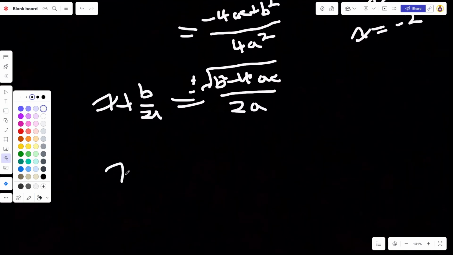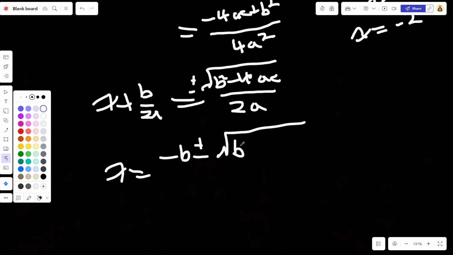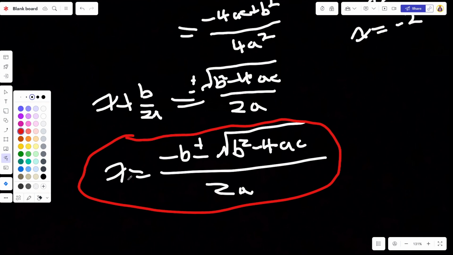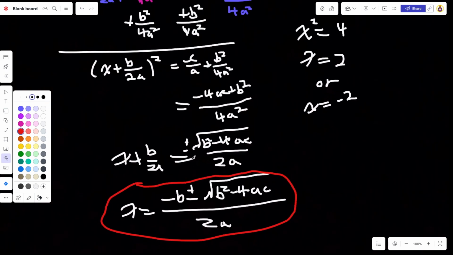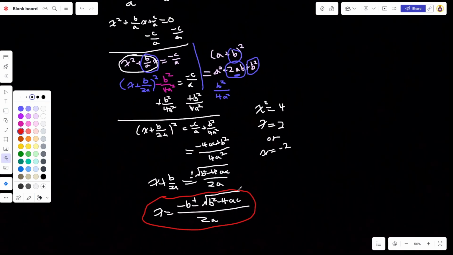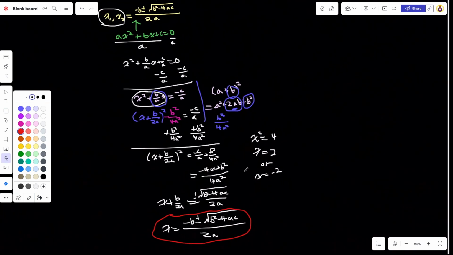So then finally we subtract both sides by b over 2a, and we're going to get negative b plus minus the square root of b squared minus 4ac over 2a. And yeah, we're done. These are the two solutions of x here, so technically it shouldn't be just x, but you get it, right? So you can see these are exactly the same, and that's how you derive the quadratic formula.